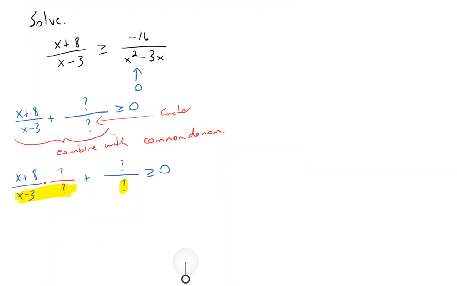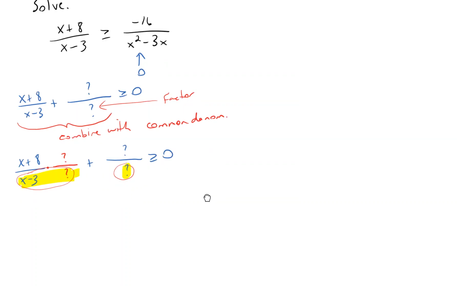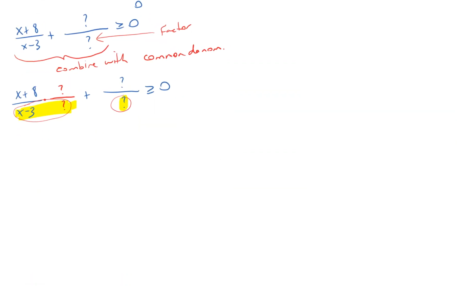Whatever it is, multiply it by the numerator and the denominator, and then the result down here should match the denominator that's down here. Okay, pause as you need to work on this. Once you've got the denominators to match, you're going to end up with a new numerator over that common denominator, plus the second fraction over the same denominator is greater than or equal to 0.